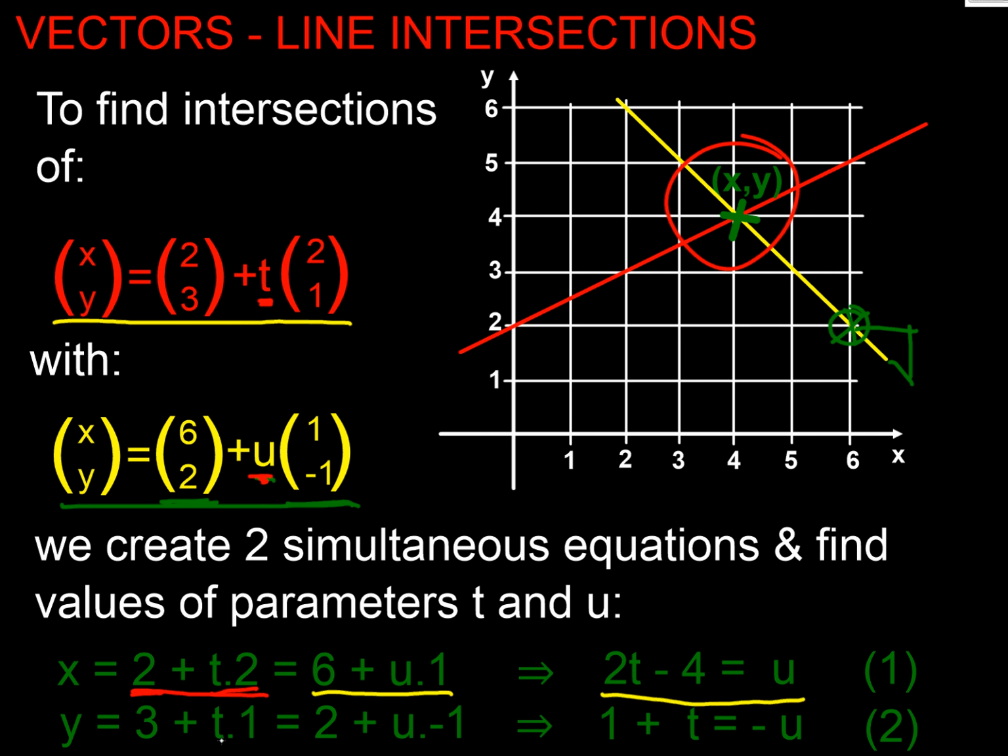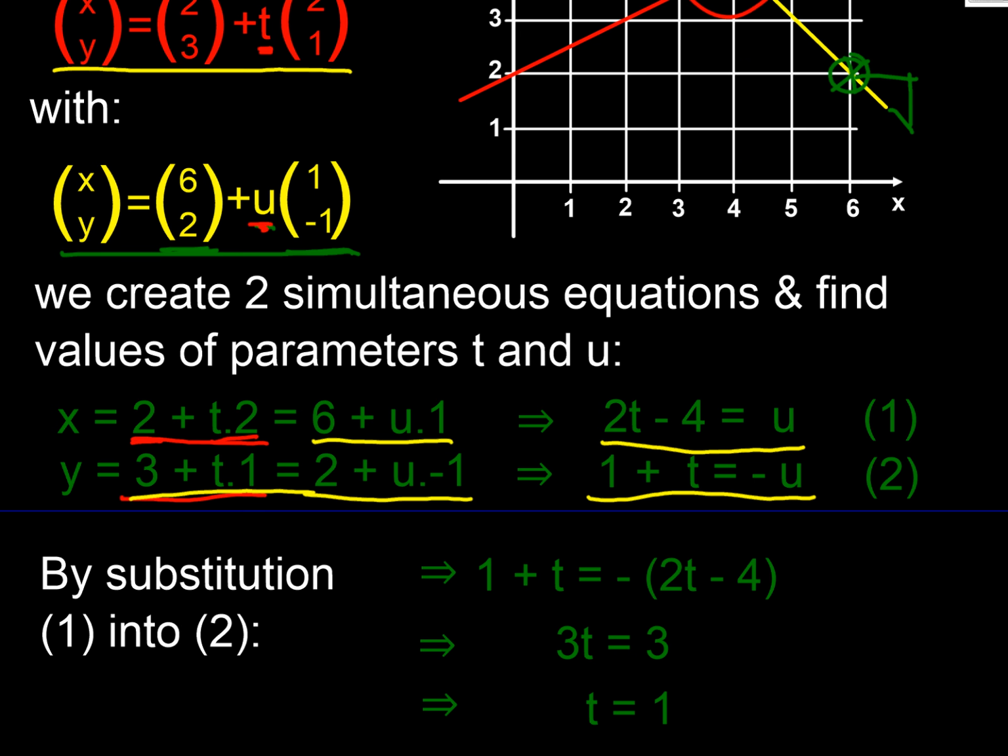Then we can look at the y values. For the red line, our y value is 3 plus t times 1 from our a vector, and from our yellow line, our y value is 2 plus u times minus 1. We can rearrange these two equations with a bit of cancellation, and we end up with 1 plus t equals minus u. So here I've got two simultaneous equations in t and u. I'd recommend that in this sort of work you get into the habit of using substitution rather than trying to do elimination. So here I'm going to substitute equation 1 into equation 2 in place of u. So there in my bracket, u is 2t minus 4 from equation 1. I've put that into 2. So I get 3t equals 3, and therefore t equals 1.